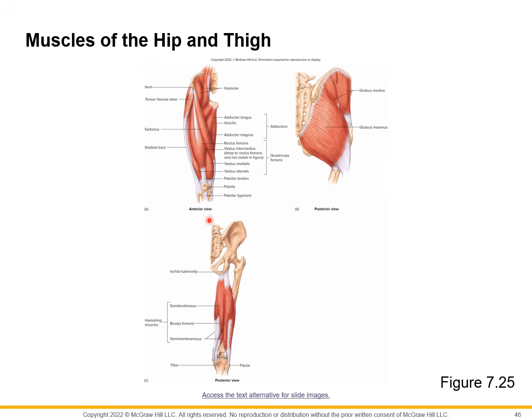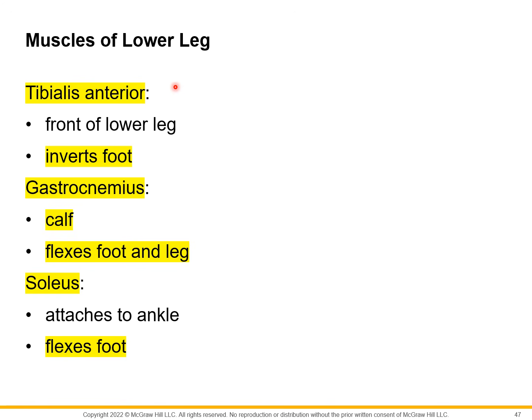Shown here are all the muscles of the thigh and all of those structures that we've mentioned on the previous slides. And again, dito po ang kailangan lang natin tandaan is saan located ang mga muscles na to and what do they do. So next is the tibialis anterior.